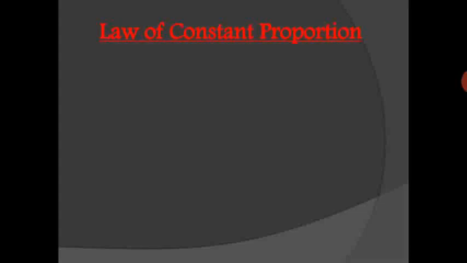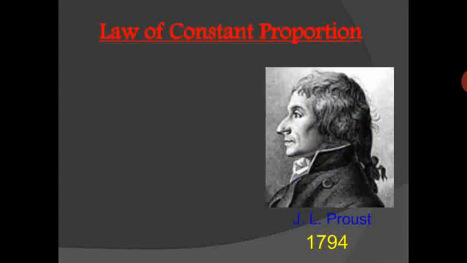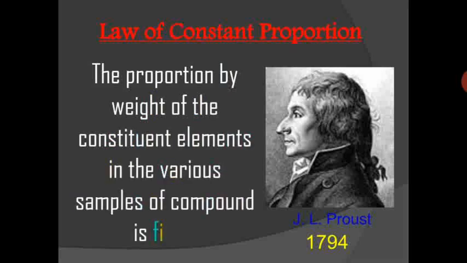Okay, so this law of constant proportion was stated by J.L. Proust in 1794, and this law states that the proportion by weight of the constituent elements in the various samples of compounds is fixed. Various samples means, just now we have considered the example of water. No matter which source the water is taken from, whether from a pond or rivers, it doesn't matter. In all types of samples, the weights of the constituent elements will be the same, means that proportion is fixed.